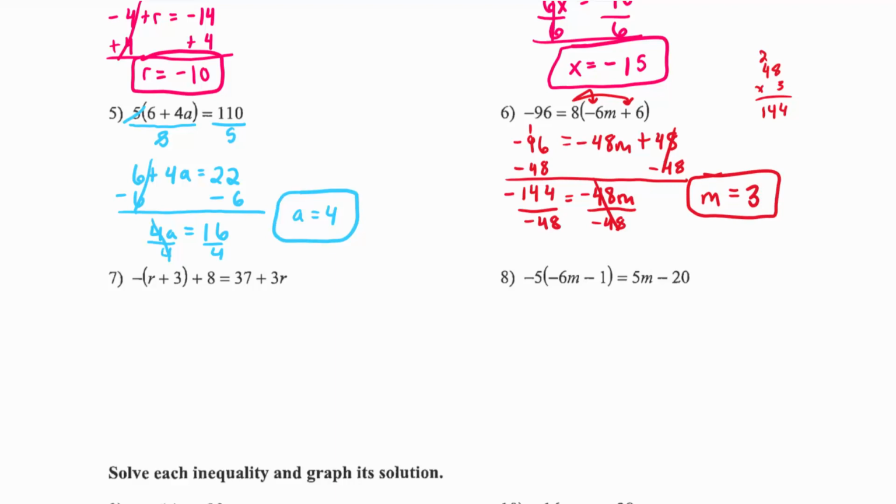So here on 7, yes, you can divide by that negative, but I would suggest at the very least that you subtract 8 over before you do that. But if you're going to distribute, then that's actually not the best first step. If you're going to distribute, then you might as well distribute. When you're distributing a negative, it is like distributing a -1. So -1 times r is -1r, or just -r. -1 times 3 is -3.